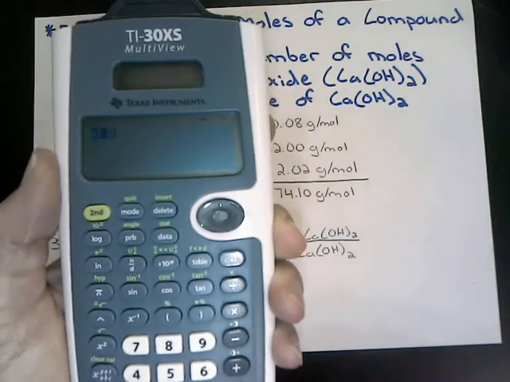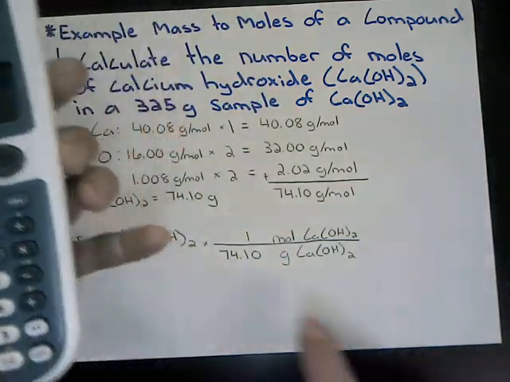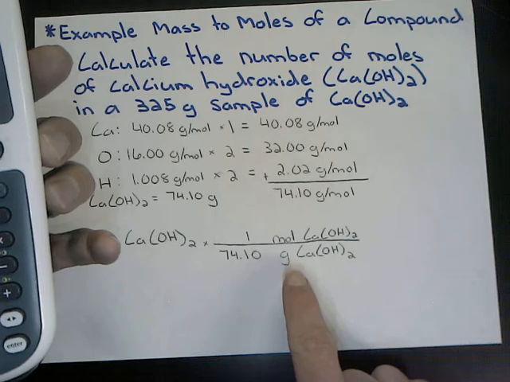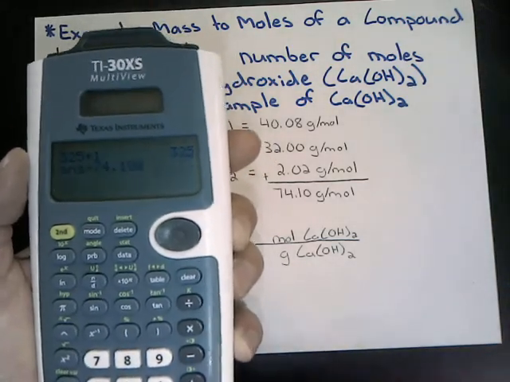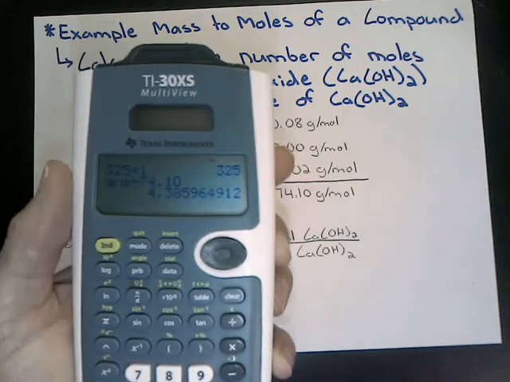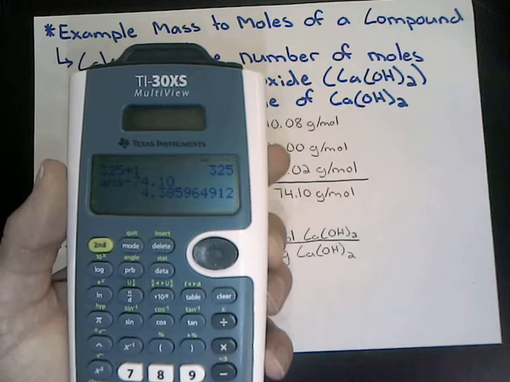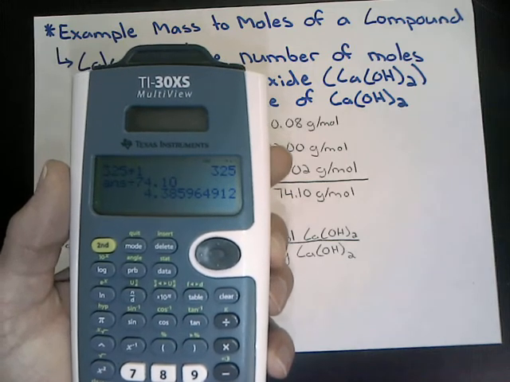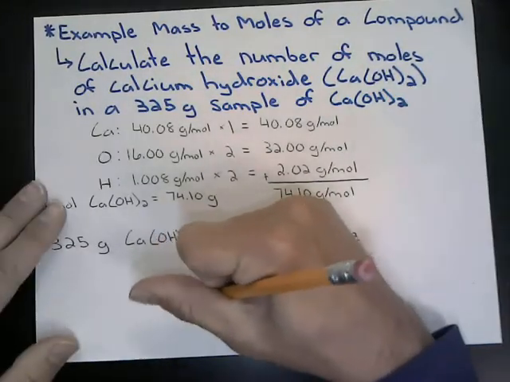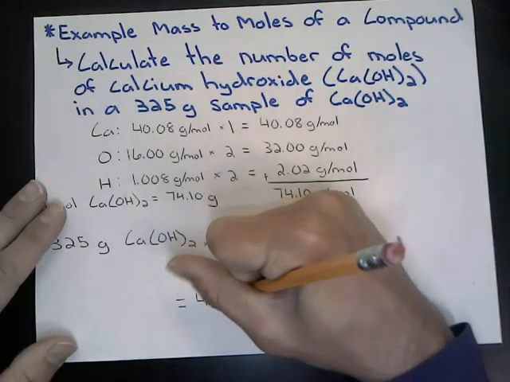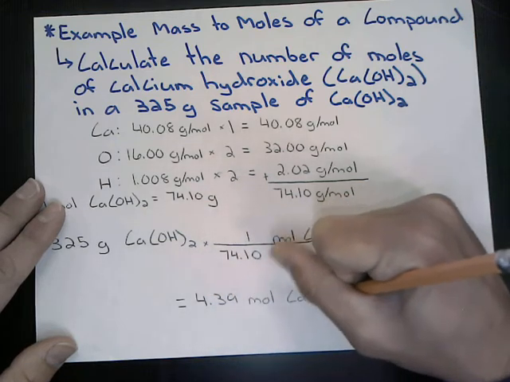And so all we need to do in our calculator is, again, multiply everything on top. So in this case, it's going to be 325 times 1 equals 325. And then we divide it by everything on bottom. So in this case, we just divide by 74.10, and we press enter. Now we get 4 with a long decimal. We are going to round this to 3 total digits. So when we round this, this becomes 4.39. And the units here is moles of calcium hydroxide.